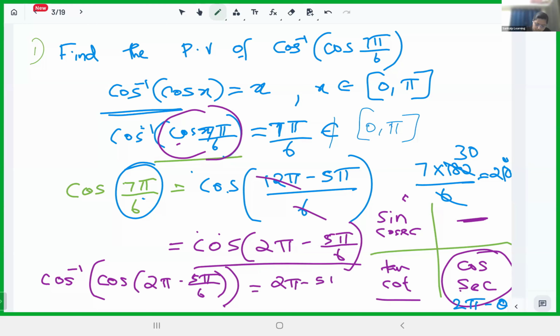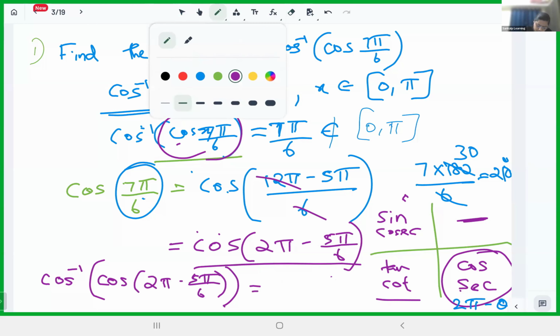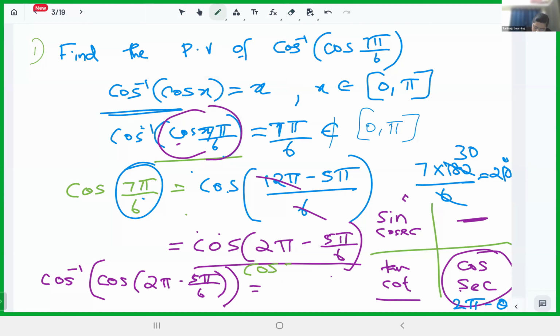I'm sorry, the value is, we have to write the value also. What is cos of 2 pi minus 5 pi by 6? It is cos of 5 pi by 6, right? So the value here is cos of 5 pi by 6. We know the property cos of 2 pi minus theta is equal to cos theta. Here in place of theta it is 5 pi by 6. So cos of 2 pi minus 5 pi by 6 is equal to cos 5 pi by 6. These are all properties of trigonometric functions. All right, so we have got the answer.